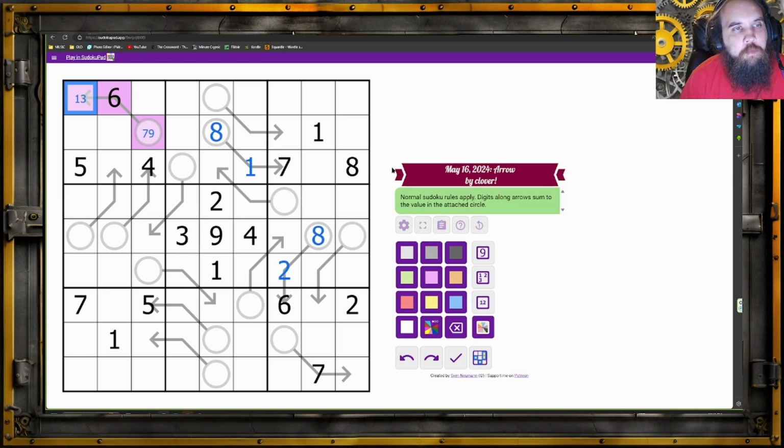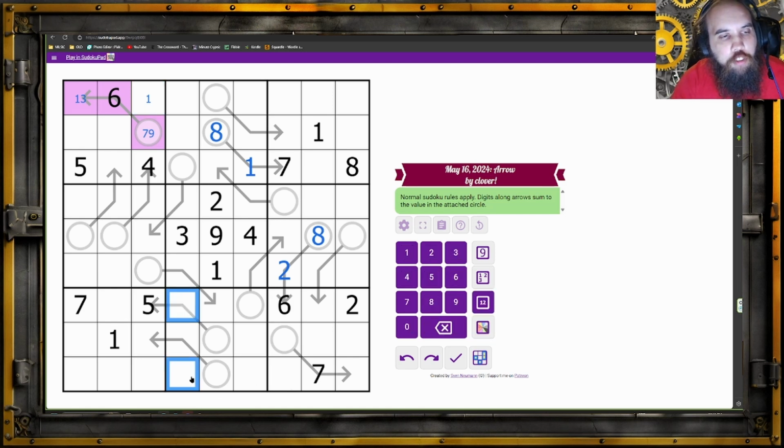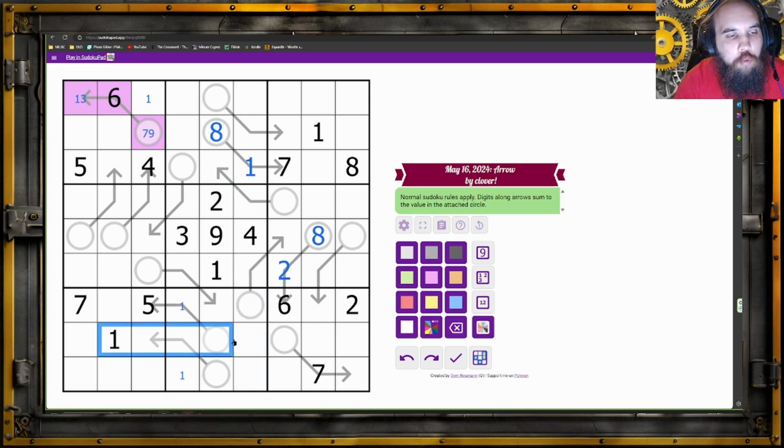Next up, I guess technically we can also say, if you look at these two ones right here, one of those two up top is a 1. One of these two here is a 1. Sudoku down. 1, 1, 1 here.